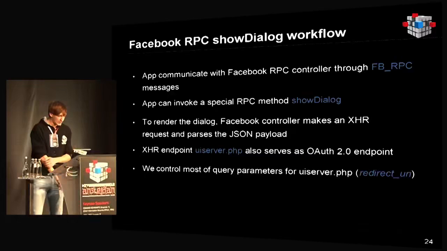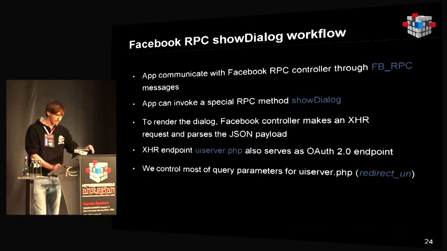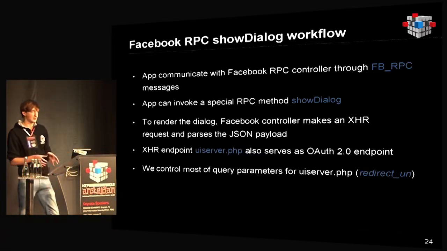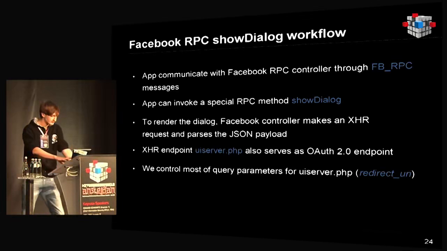It can only invoke RPC calls to the app controller, and the app controller gives the data back to the application. So I found one magic RPC call. It was called show dialog. In order to render this dialog, Facebook made a request to a special endpoint and retrieved JSON. The JSON contained the data, and Facebook showed this dialog to the user.